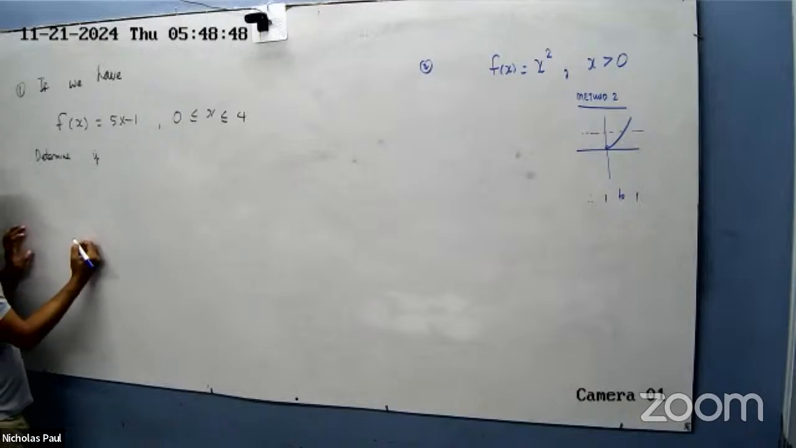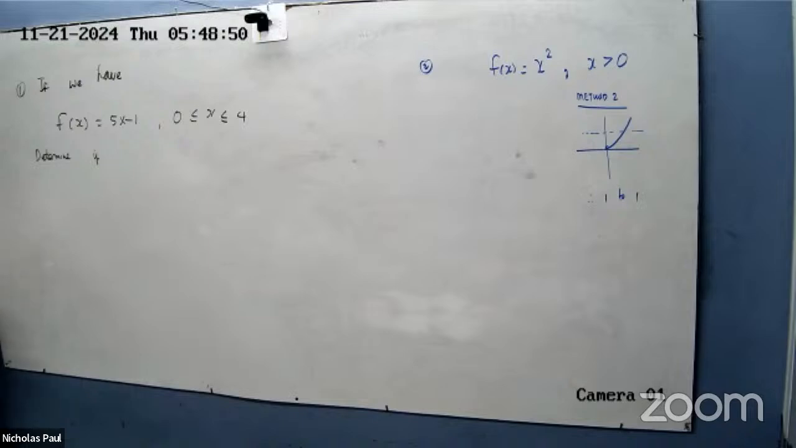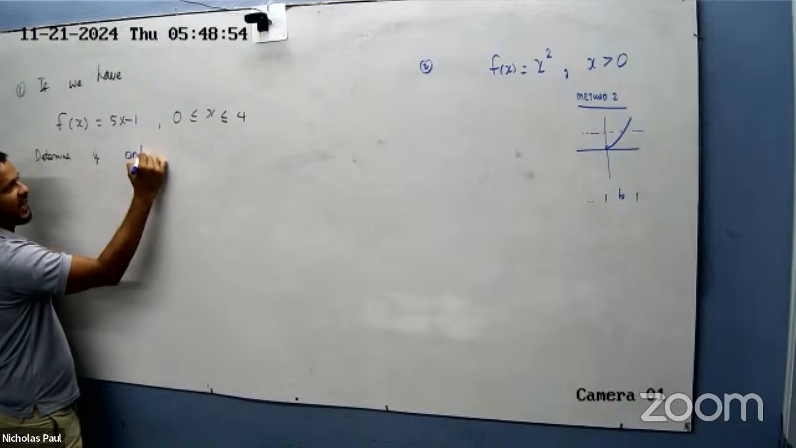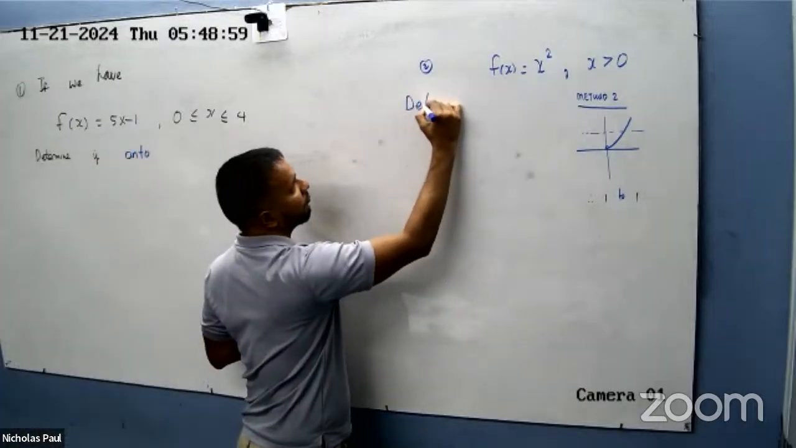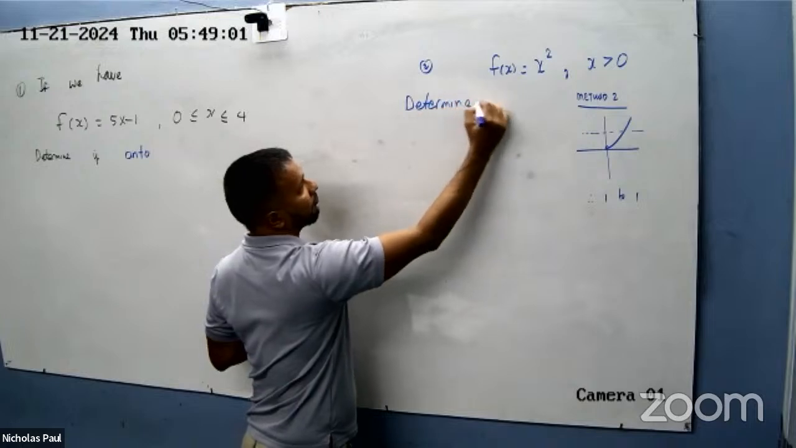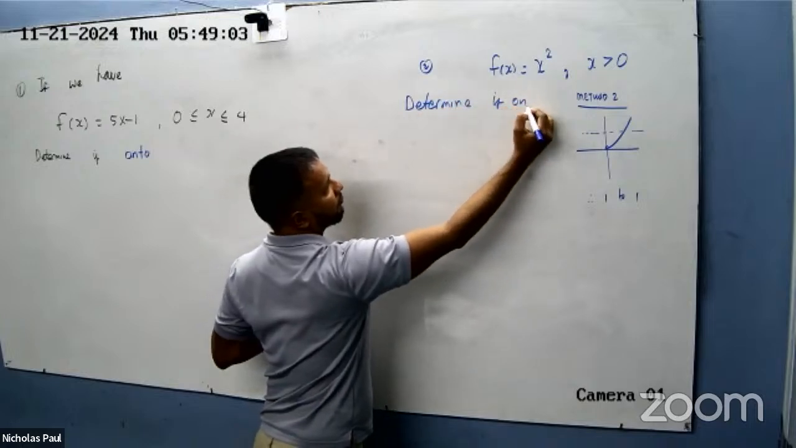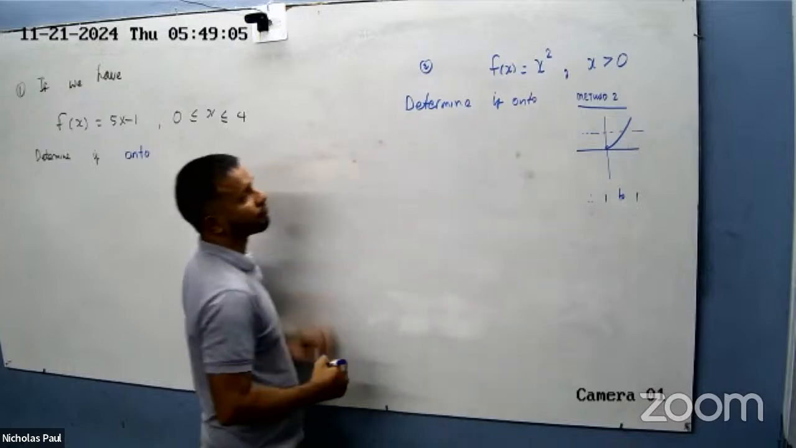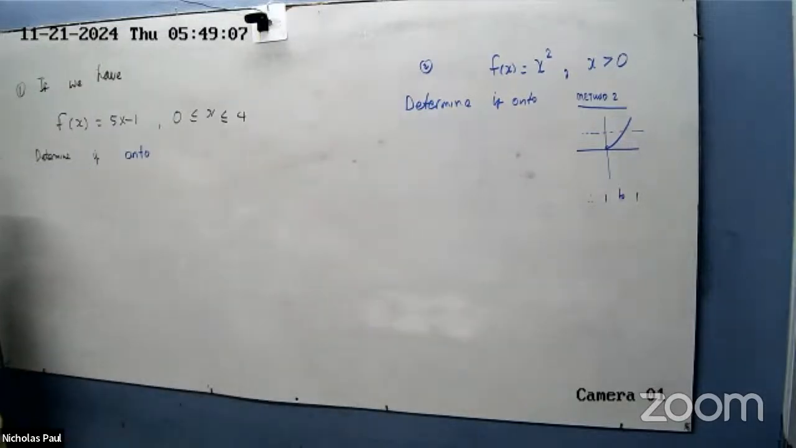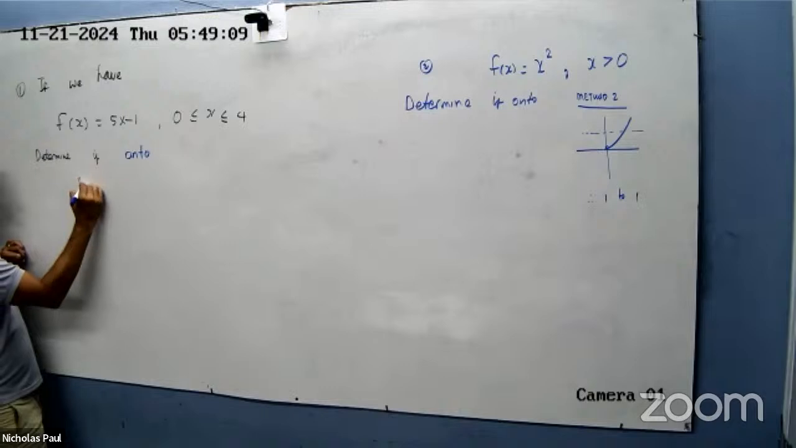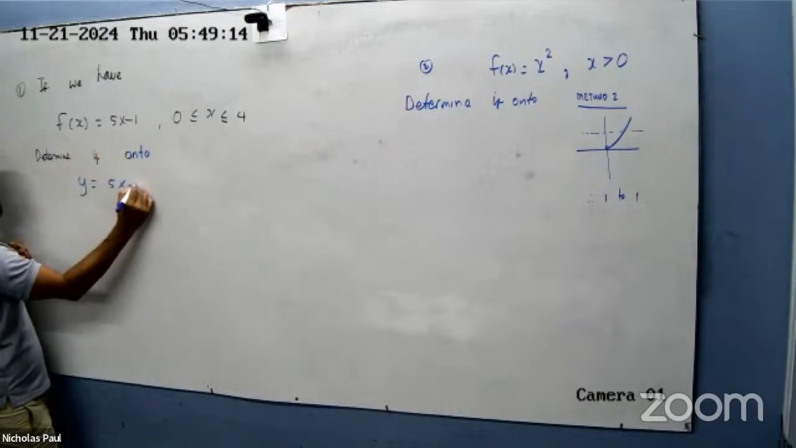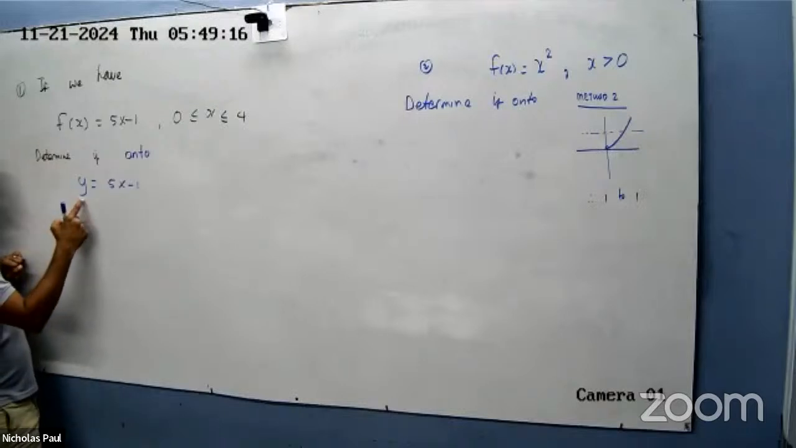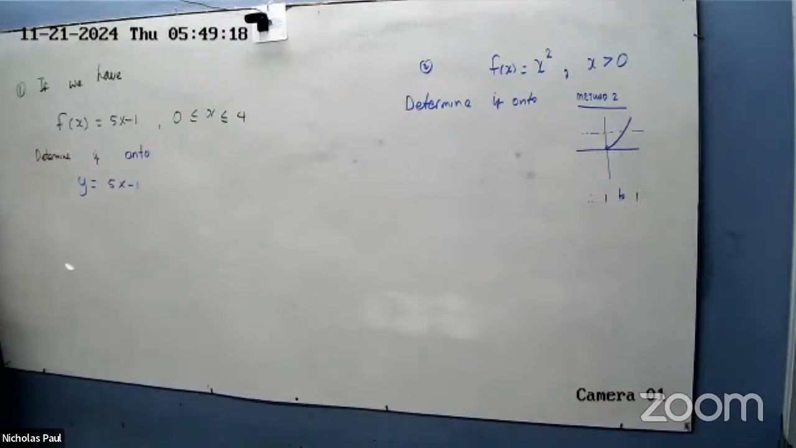All right, quickly. One of the ways for us to check and see if a function is surjective, or onto, is this. If I gave you a function, f of x is 5x minus 1, I could also write it like this: y is equal to 5x minus 1, right?